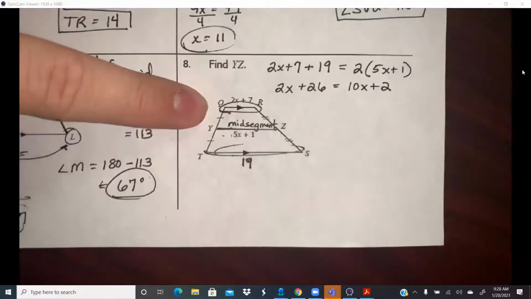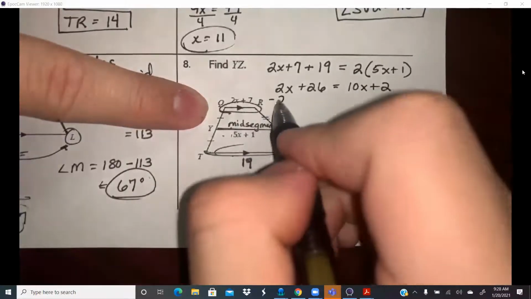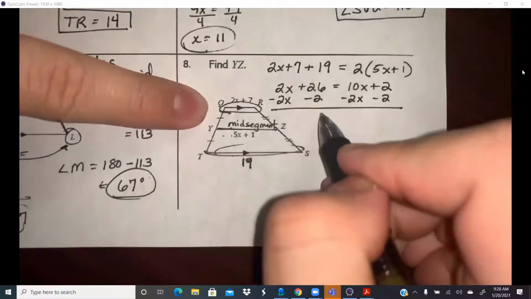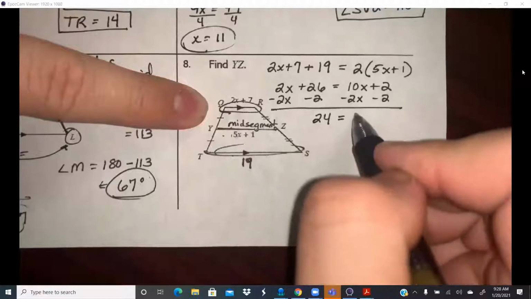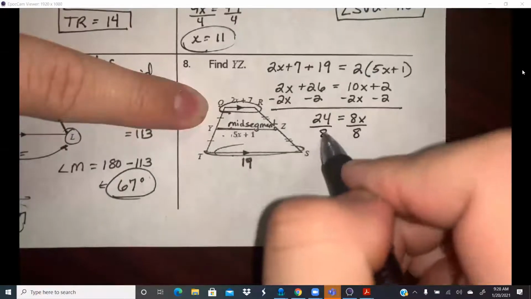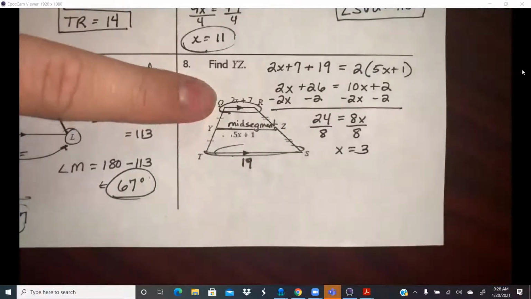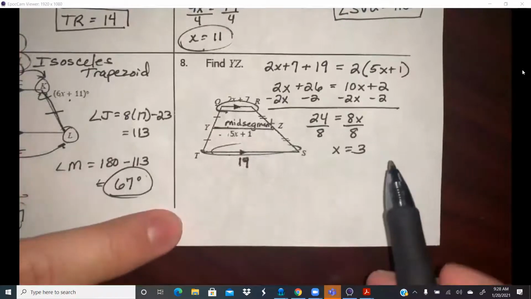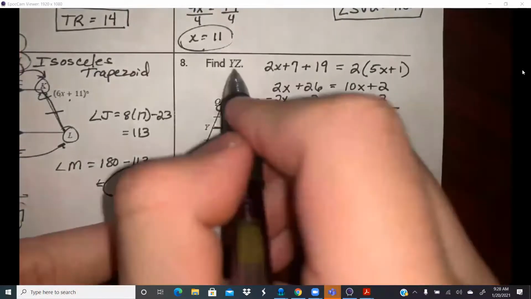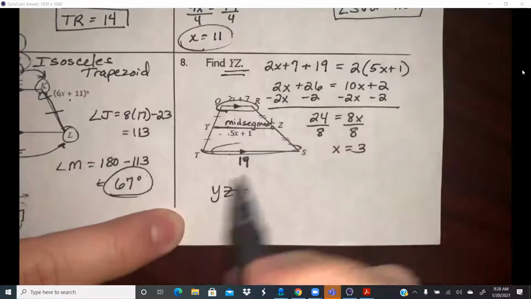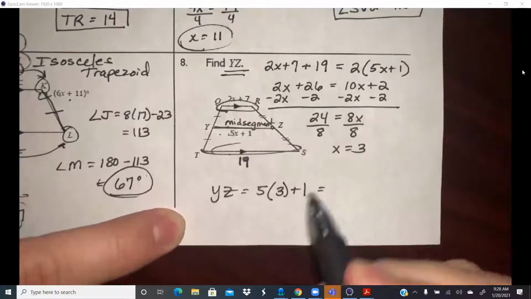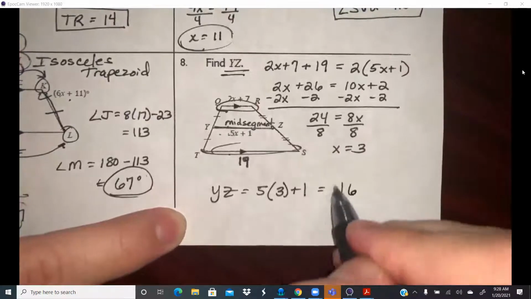plus 2. Then I'm going to subtract 2x from both sides, and subtract 2 from both sides. So now I have 24 is equal to 8x. Divide both sides by 8, and I get x is equal to 3. Okay? Now from here, what are they asking for? They're asking for YZ. So YZ is equal to 5 times 3 plus 1. And finally, we get 16.